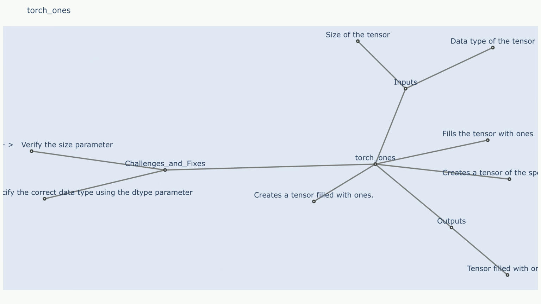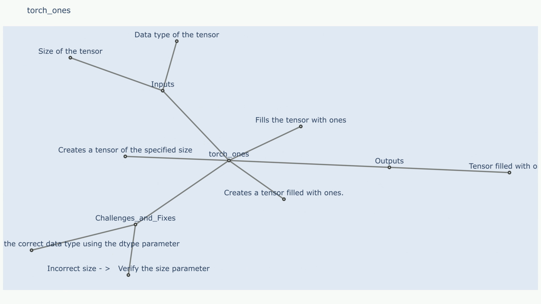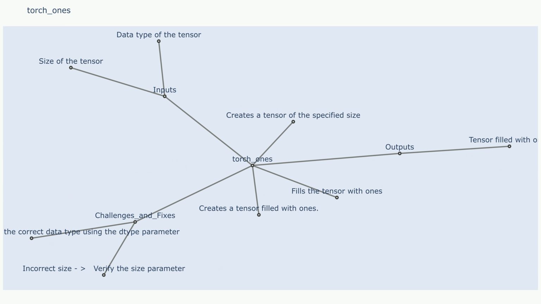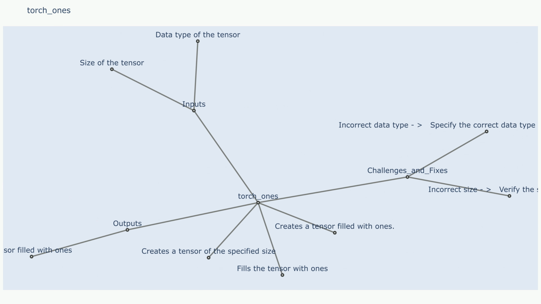Challenge 3. Device incompatibility. Sample use case: creating a tensor on the GPU (CUDA) while other tensors are on the CPU, leading to errors during calculations. Fixes: ensure all tensors used in calculations are on the same device. If you need to transfer tensors between devices, use tensor.to(device) to move them to the appropriate device.